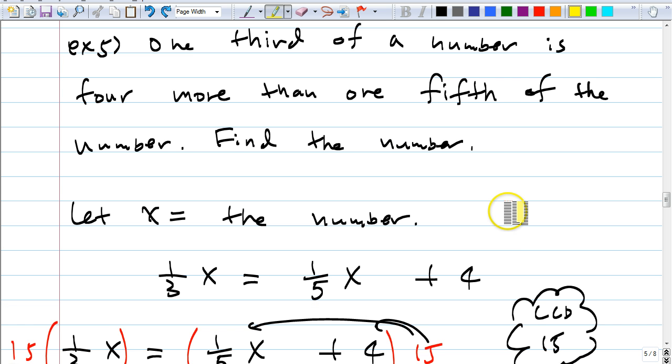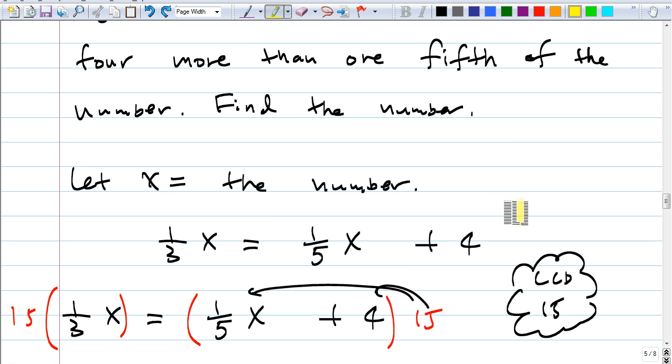So here we go. Did you all do this? LCD, multiply both sides by 15? Yes. And then there are two terms on the right side, so you've got to distribute that. Don't just multiply it to 4. That'll be wrong.